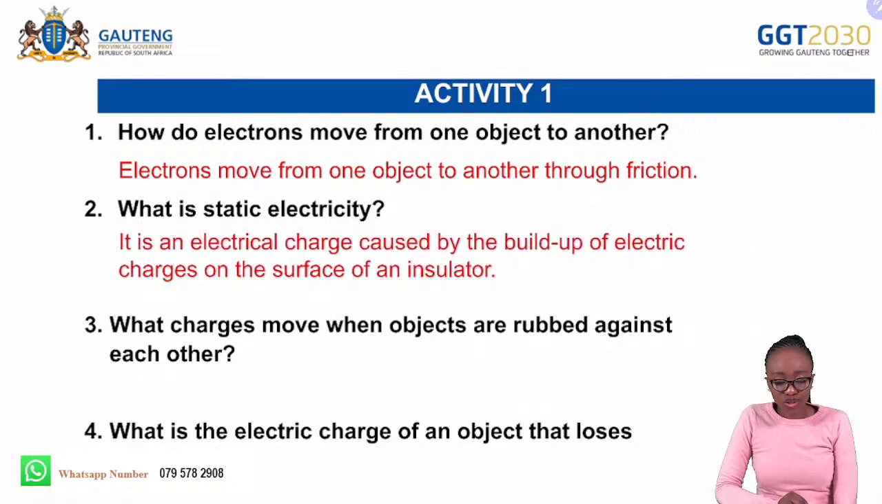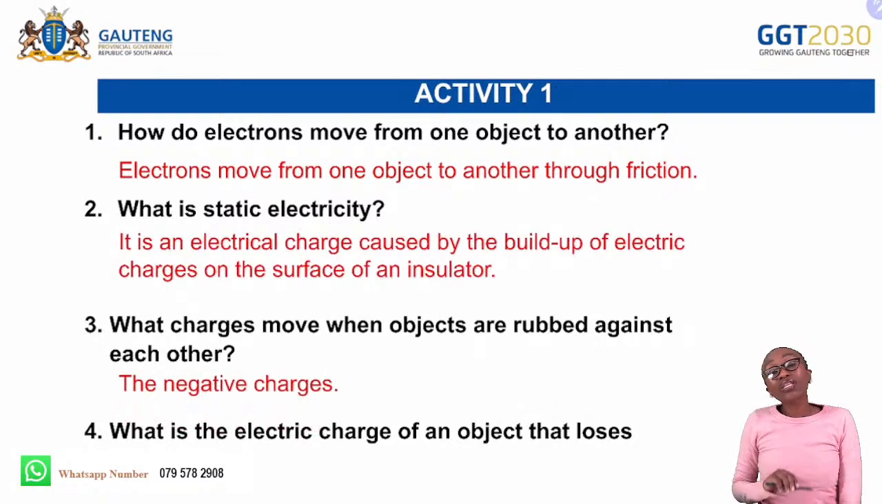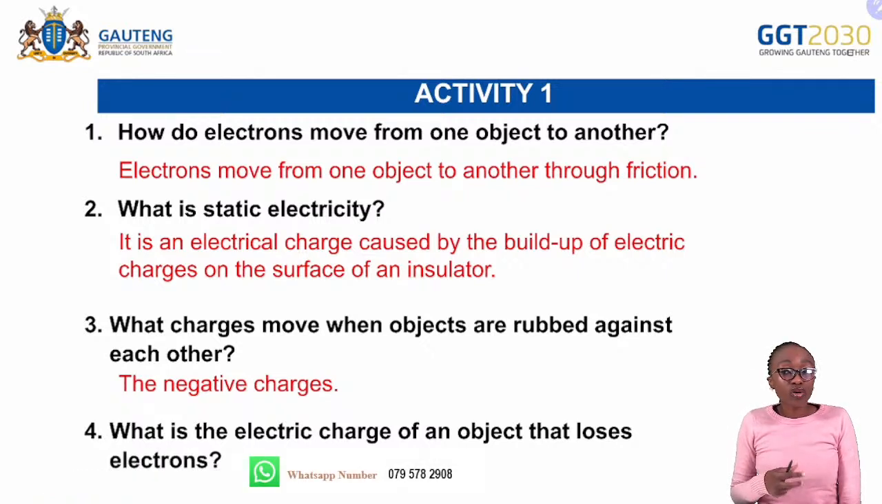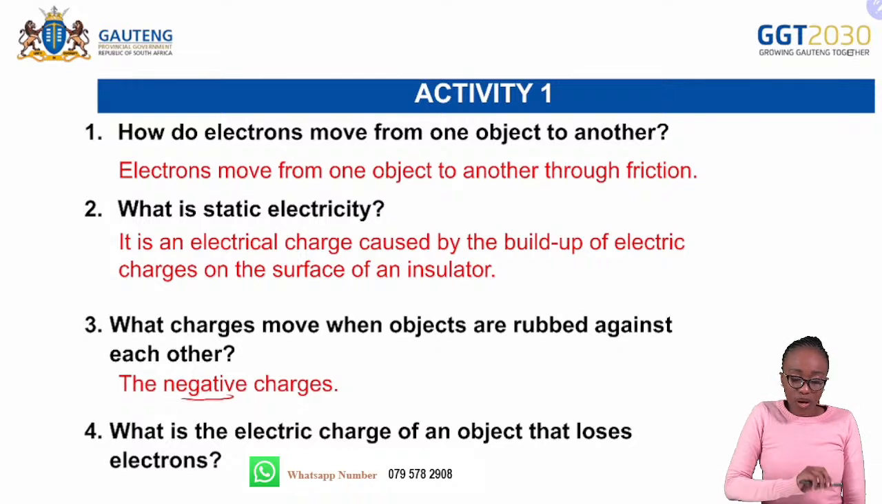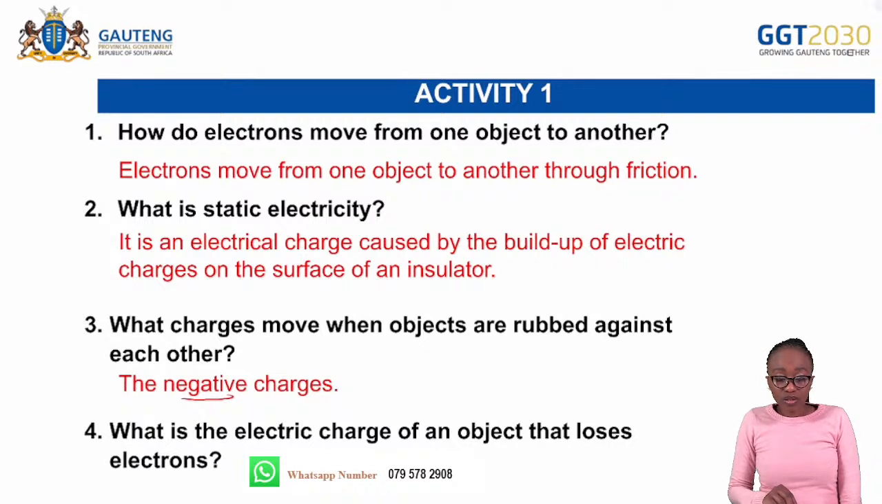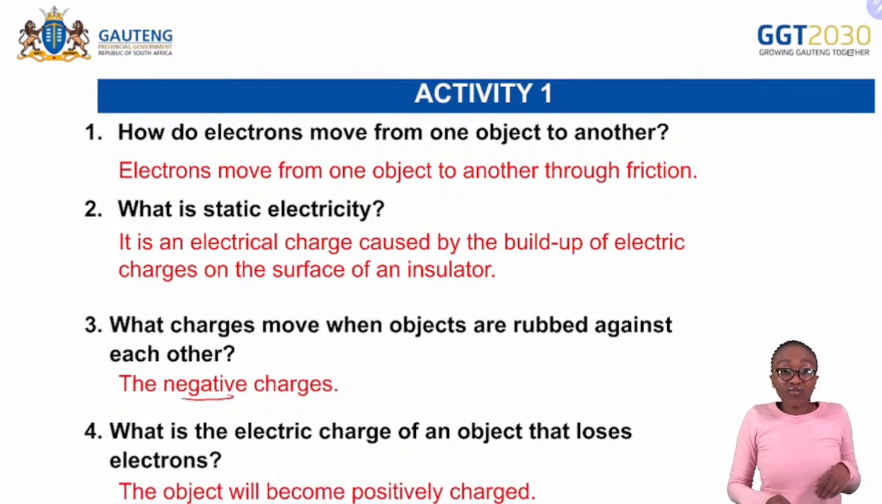And what charges move when objects are rubbed against each other? It is the negative charges. Remember, it's only the electrons that move. The protons are tightly packed in the nucleus, so they do not move. So what is the electric charge of an object that loses electrons? It will be positively charged because it would have lost its negative charge, leading to it having more positive charges than negative charges.